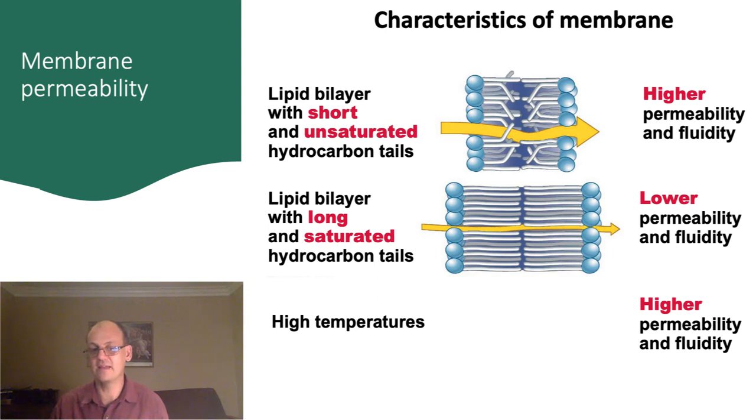If the fatty acid tails are short, there's less distance for the hydrophilic molecule to travel between the hydrophilic regions on both sides of the membrane. It's therefore more likely to do so through a narrow membrane than it is through a wide membrane with longer fatty acid chains. Finally, high temperatures result in higher fluidity, and this additional movement of membrane molecules allows higher permeability.